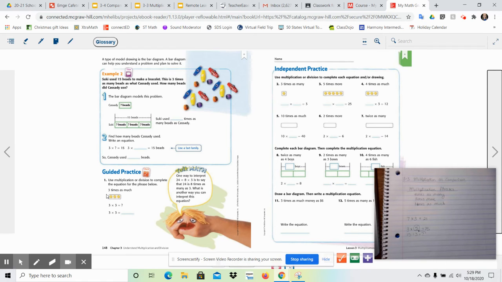All right, another way to visualize this is in our guided practice here. It says use multiplication or division to complete the equation for the phrase below. 3 times as much as what's shown here. So what they're saying is we're taking 3 times as much as this amount. This amount is 3, so we're figuring out what is 3 times 3. Well, if I know my 3 song, 3, 6, 9, 9. 3 times 3 is 9. So I can write that down.